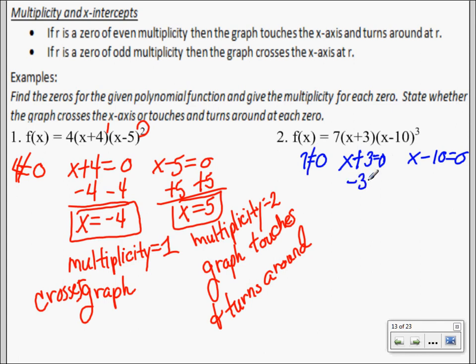So 7 equals 0, we can't do anything with that. But x plus 3 equals 0, let's solve for the variable by subtracting 3 on both sides. So we have x equals negative 3. The x plus 3 term has a power of 1, so it has a multiplicity of 1. And what does that mean for us? It means the graph crosses here.